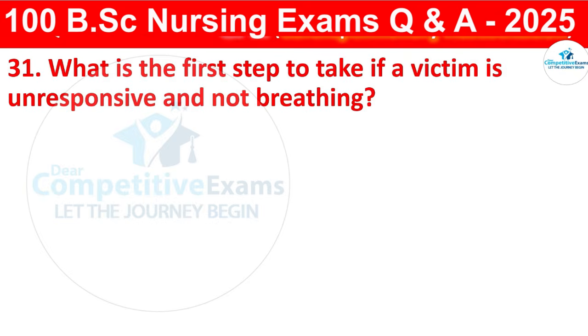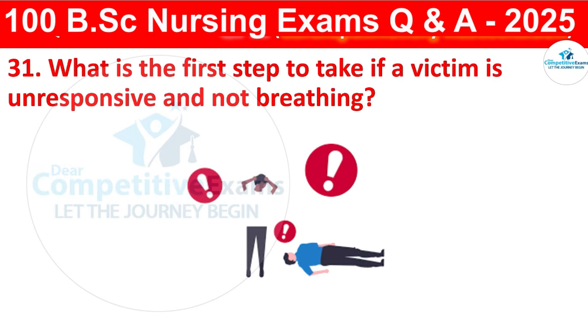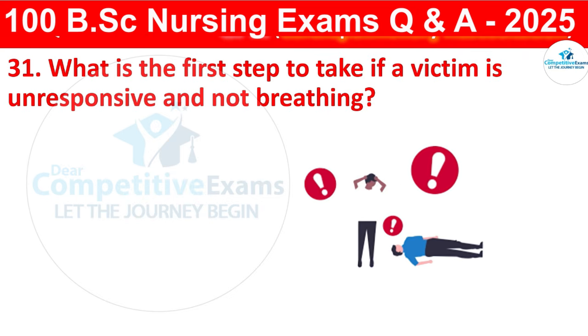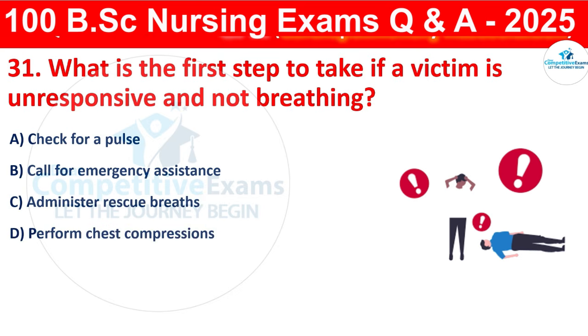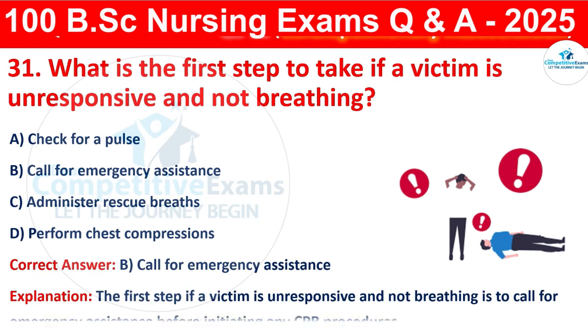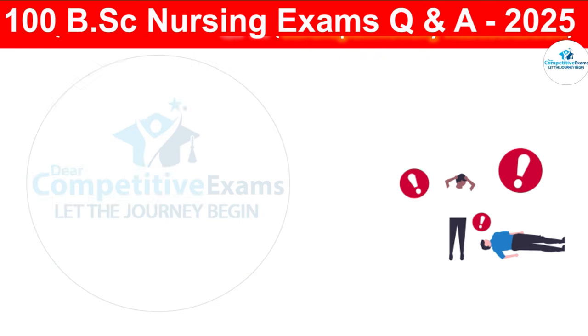Question number 31. What is the first step to take if a victim is unresponsive and not breathing? The options are check for pulse, call for emergency assistance, administer rescue breaths, or perform chest compressions. The correct answer is B, that is call for emergency assistance. The first step if a victim is unresponsive and not breathing is to call for emergency assistance before initiating any CPR procedures.